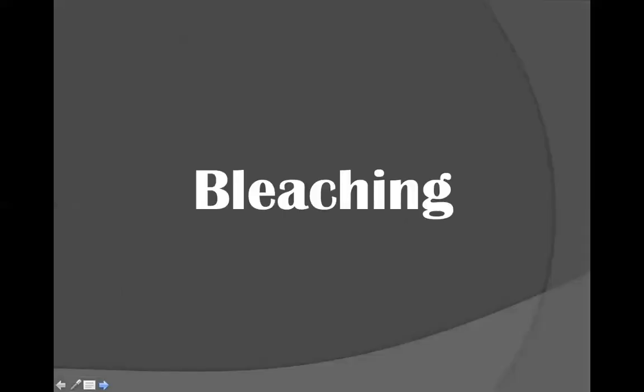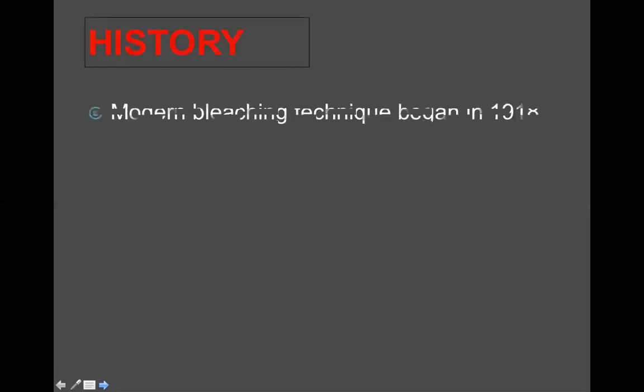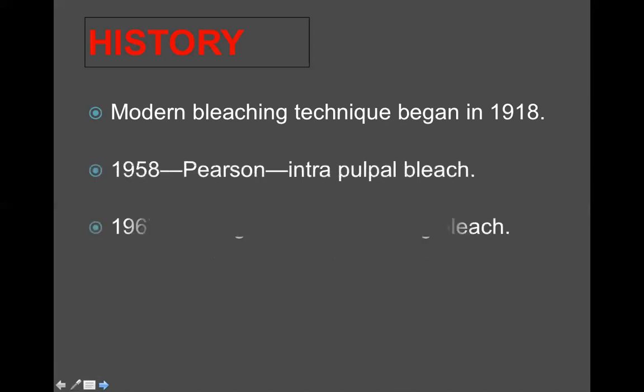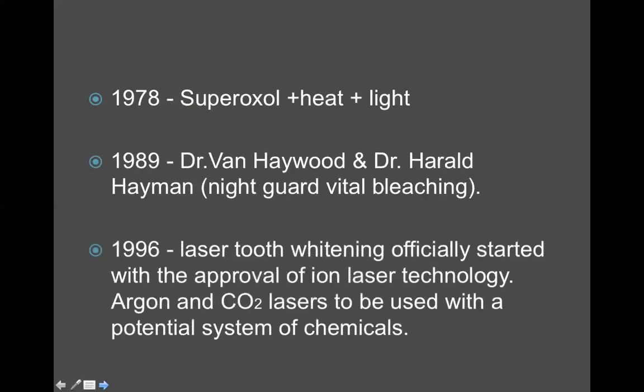Now we move on to bleaching. The definition of bleaching: it is the whitening of the tooth through the application of chemical agents to oxidize or reduce the organic pigmentation in the tooth. Bleaching is not new, as I have already spoken, modern bleaching techniques began way back in 1918. Pearson in 1958 suggested intrapulpal bleaching. In 1967, Nutting and Poe suggested walking bleach, wherein bleaching is conducted for non-vital teeth.